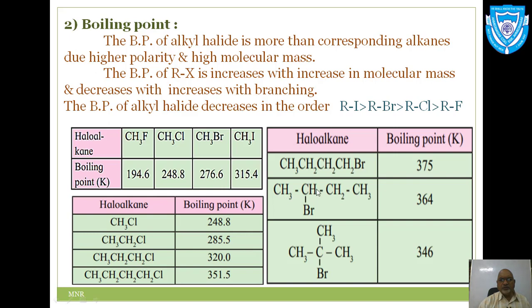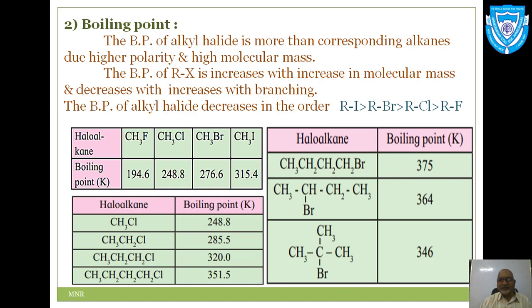If you go to the next, here now the halogen is changed. It is butyl bromide, where it is 375. Again it is increasing. If you compare butyl chloride and butyl bromide, butyl chloride has got 320, whereas butyl bromide has got 375 Kelvin. If you go to the branching form, it has decreased now. If you see 2-bromobutane, it is 364. But if you see n-bromobutane, it is 375.